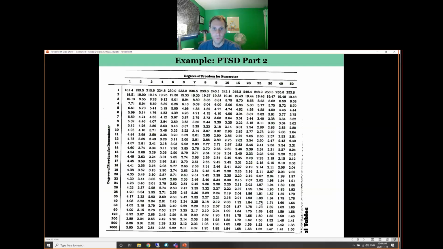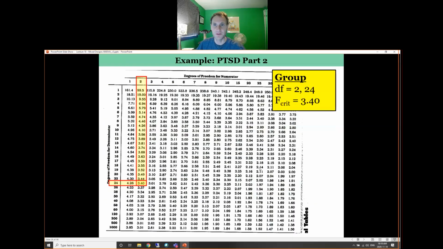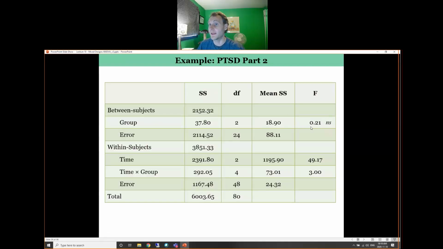And so now we have to go to our F table, but let's look at our degrees of freedom. At the between subjects, we have 2 and 24 degrees of freedom for our group term. For our time, we have 2 and 48 degrees of freedom. And for our interaction, we have 4 and 48 degrees of freedom. So we're going to have 3 different F criticals here. So first, for our group, we had 2 and 24 degrees of freedom. So our F critical is 3.40. We come back and see our F is far less than that. So I put a little NS here to say that's non-significant. There's no significant effect there.